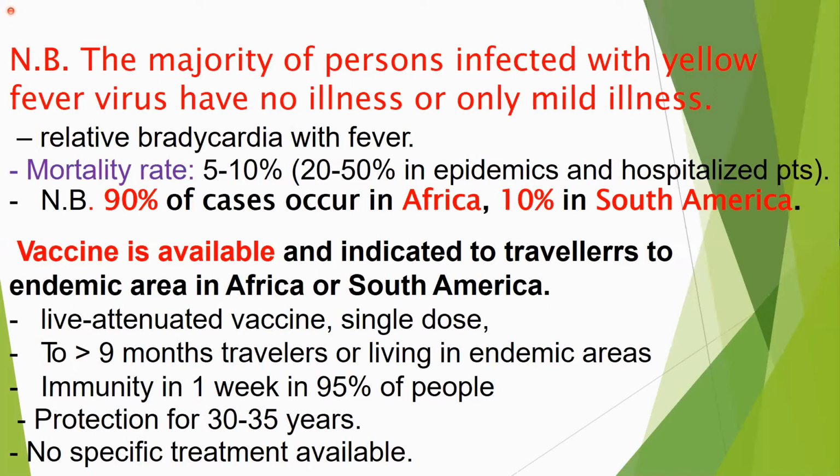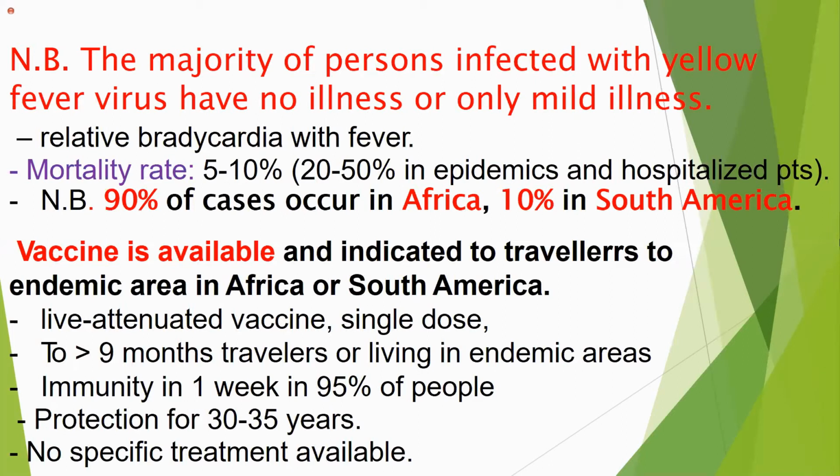90% of yellow fever cases occur in Africa and 10% in South America. Now the vaccine is available for it, and it's indicated for travelers visiting the endemic areas in the African continent and South America. It's a live attenuated vaccine. A single dose is enough for lifelong immunity. It can be offered to persons who are above the age of 9 months and those who are living in endemic areas.